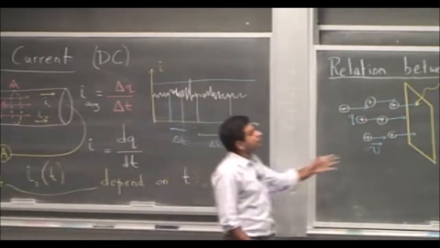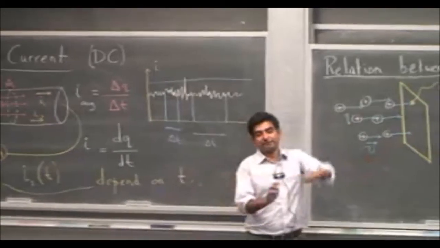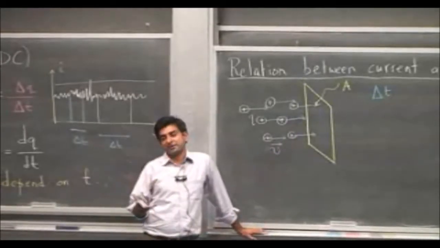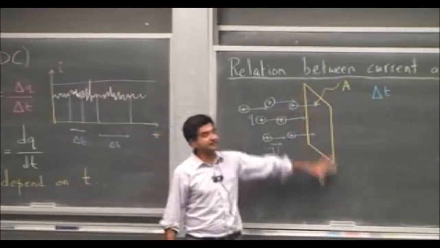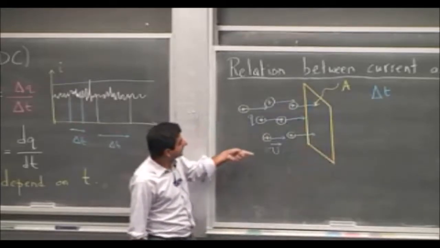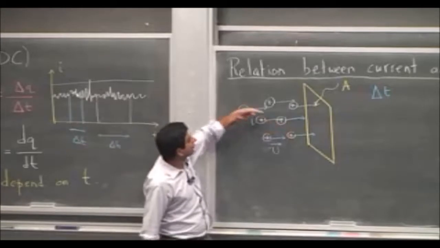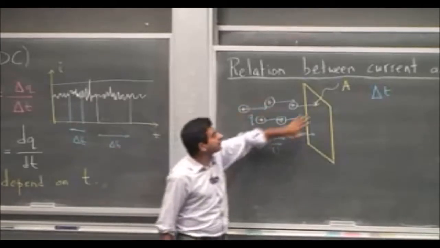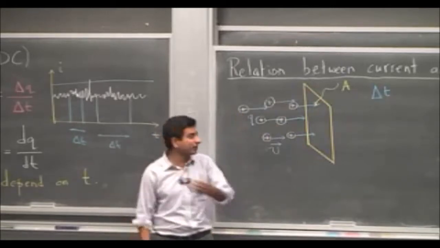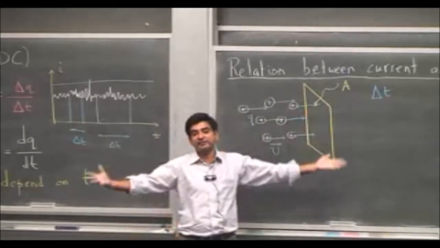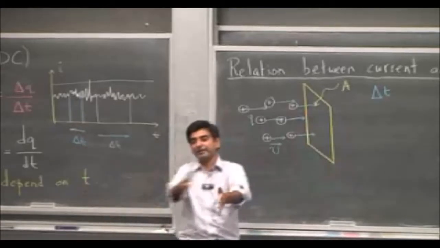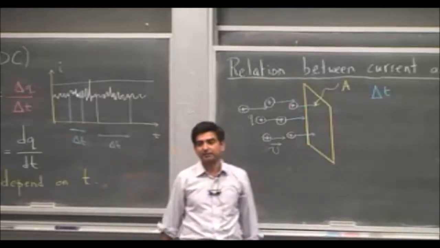Now, my goal is to find the current due to this velocity. I would like to know how many charges flow across this surface per unit time. And another assumption that I have is that the velocity vectors, all of them being parallel, each one of them is normal to the surface. This is another assumption because I'm at liberty to choose whatever surface I like. So I've chosen a surface that is normal to the velocity vectors of the individual charge carriers.